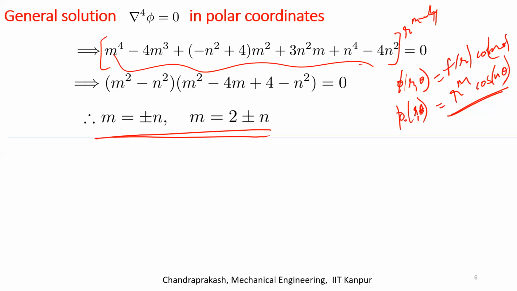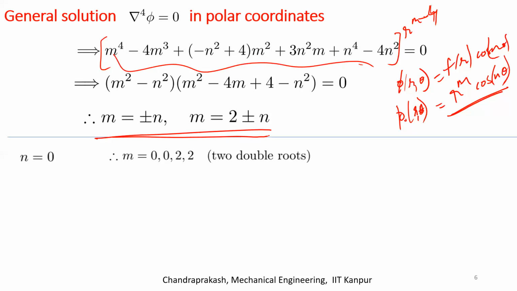Okay, let's proceed. So we are going to choose different values of n, starting from 0, 1, 2, 3, and so on. Why are we choosing integers? Because we are looking for a Fourier series with respect to theta. So when n is 0, what is the value of m? In the first case, it is 0, and in the second case, it is 2.